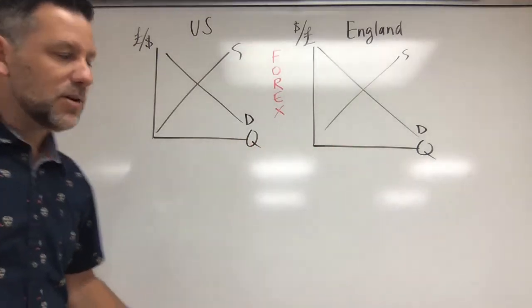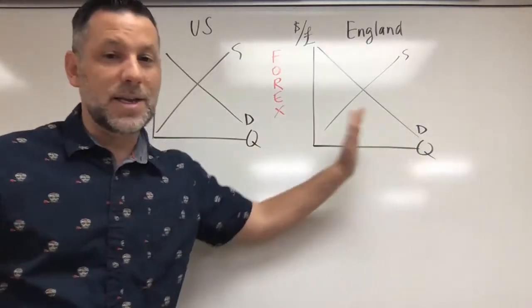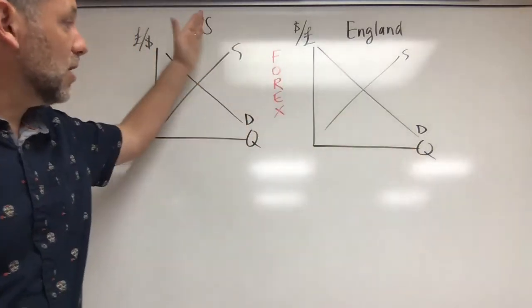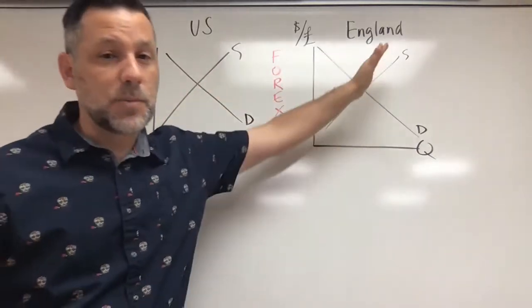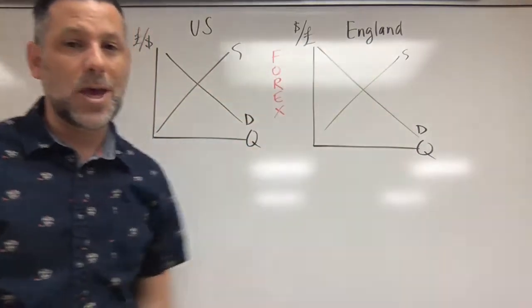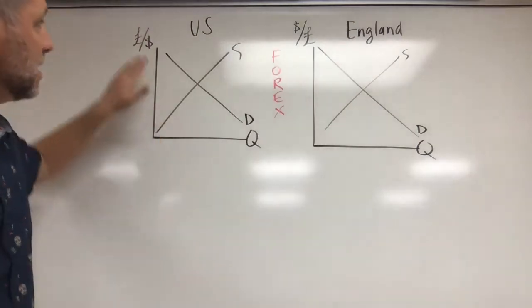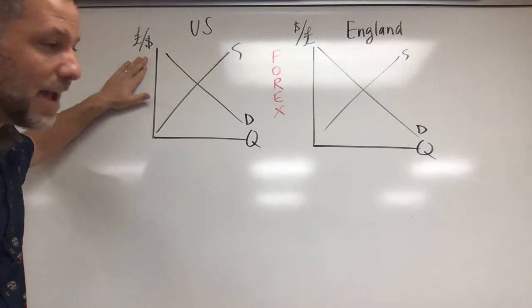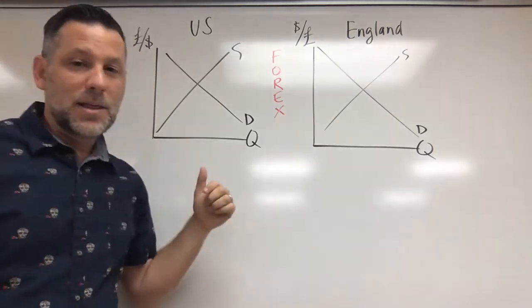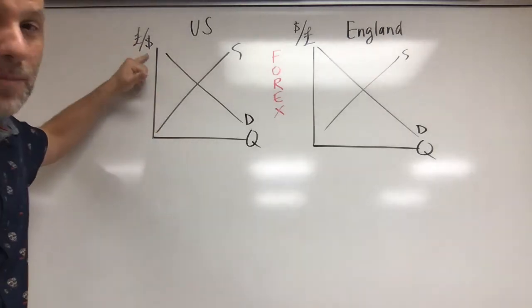So first thing is, notice that our x-axis quantity is the same. Supply of dollars, demand for dollars, really the same. Over here for pounds, supply of pounds, demand for pounds. My y-axis is always going to be the other currency that we're looking at divided by the one we're looking at.